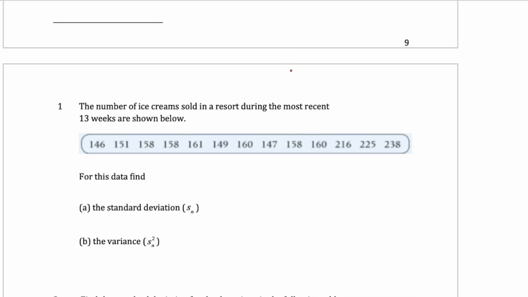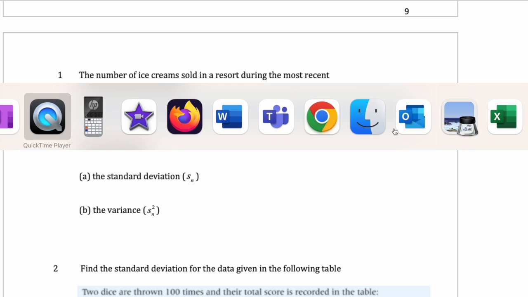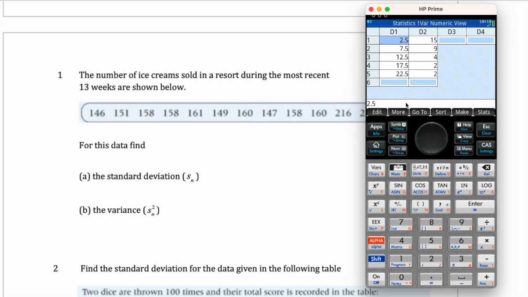Hello, this is Mr. Collier, and today we're going to look at standard deviation and variance on the HP Prime calculator. So here we have a list of number of ice creams sold. It's one list. We're going to type it into our calculator.